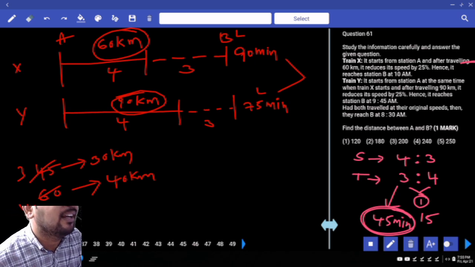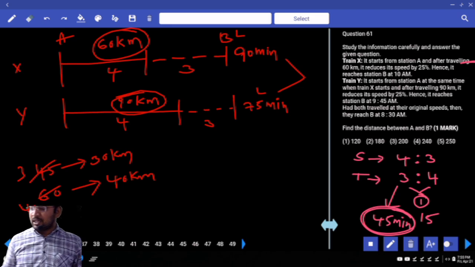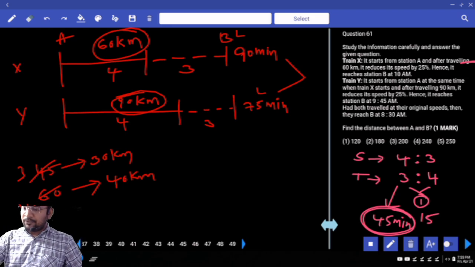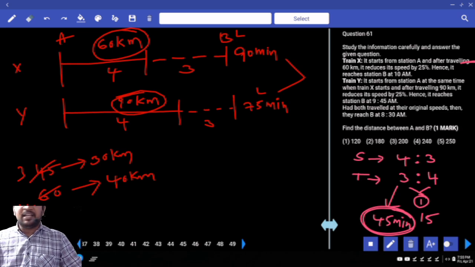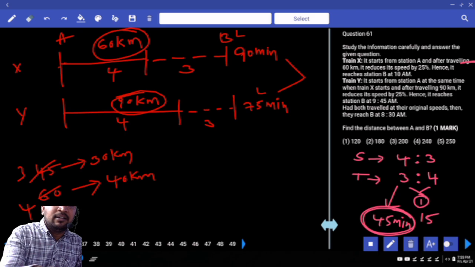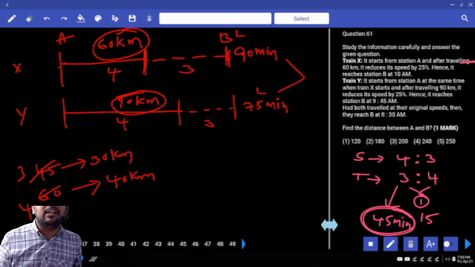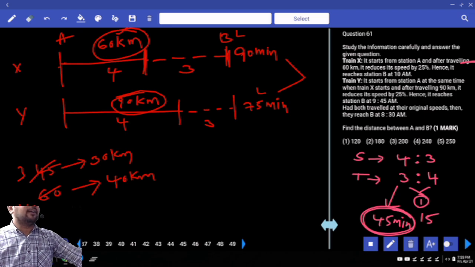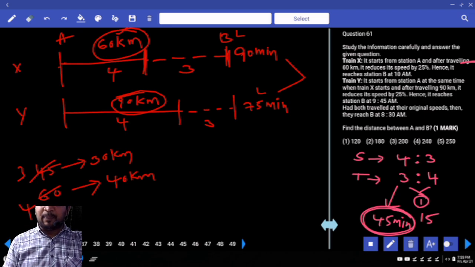Therefore, original speed of the train we know. Now see the first question, Nana. Find the distance between A and B. From here to here we know the distance. If you find out this distance, then you will get total distance. Train speed is how much, Nana? 40 kilometers per hour.